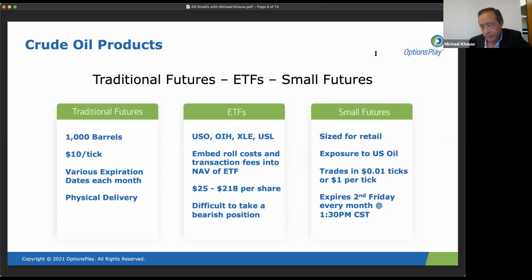Right. So these small futures, as Michael said, are suited for retail, and the standardization is really what I think is important here. It trades in 1 cent ticks, and each tick is effectively $1. So if you have a 1 cent move in oil, you're going to expect a $1 move in these contracts. It's a 100 multiplier, the equivalent of trading 100 shares of an ETF, and this gives you exposure to U.S. oil. The expiration dates are also standardized, the second Friday of every single month, as opposed to the third Friday that you're typically used to with options. The U.S. oil will expire, and they cease trading at 1:30 p.m. Central Time every single second Friday of the month. Just to give you a little background.